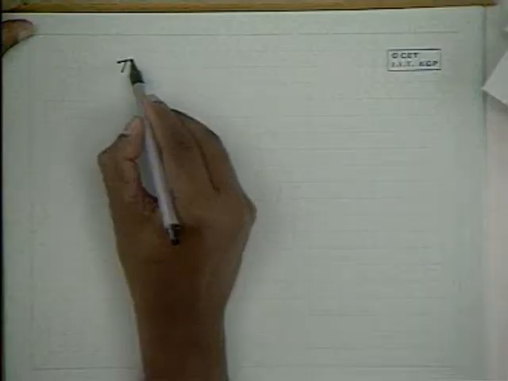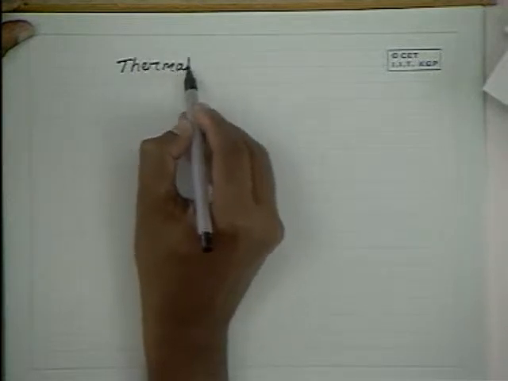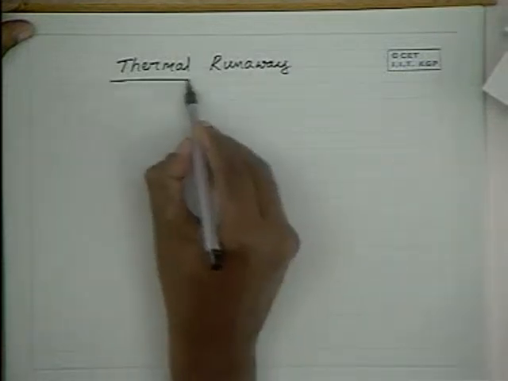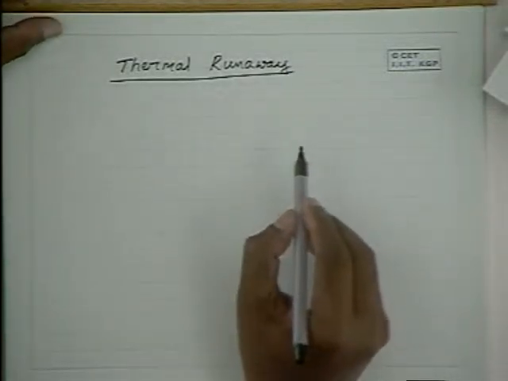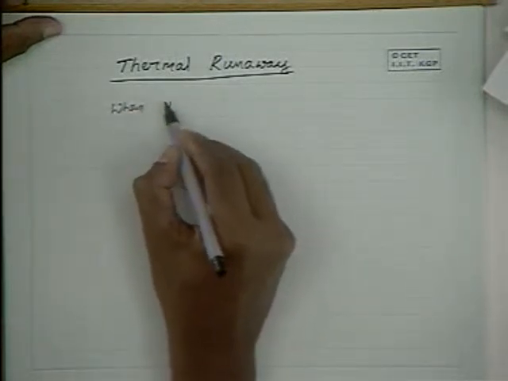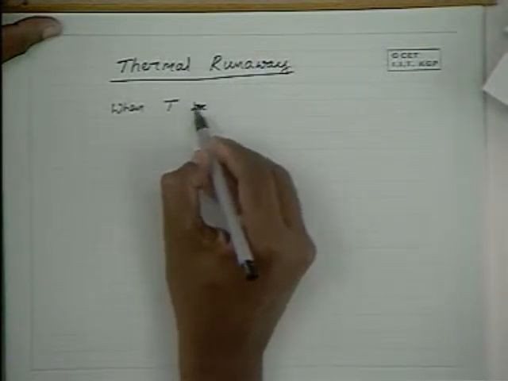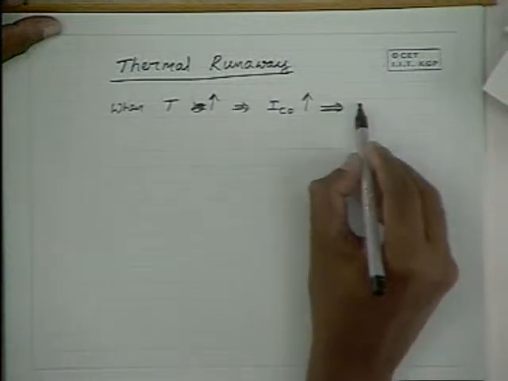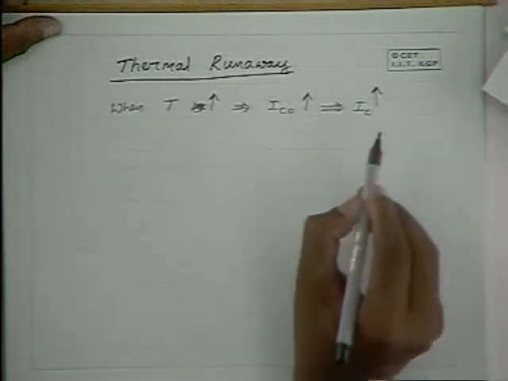Now let me discuss a condition known as thermal runaway. As I have already explained earlier, when T rises, IC naught rises. And when IC naught rises, IC rises, the collector current rises.